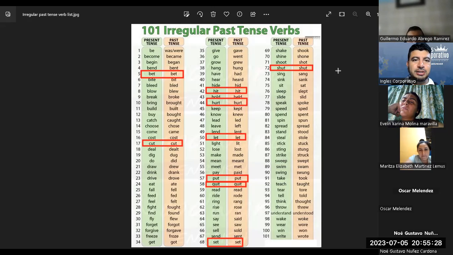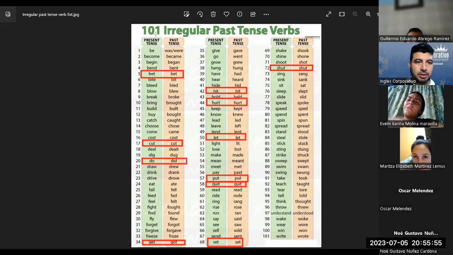I'm going to give you 1 minute. I need you to count how many verbs you know in present and past. Be honest. Cuenten cuántos verbos conocen en presente y en pasado. For example, I'm sure many know do, indeed. Many also know get and got, but it depends on you. Count them and tell me the number. Please, take a look.